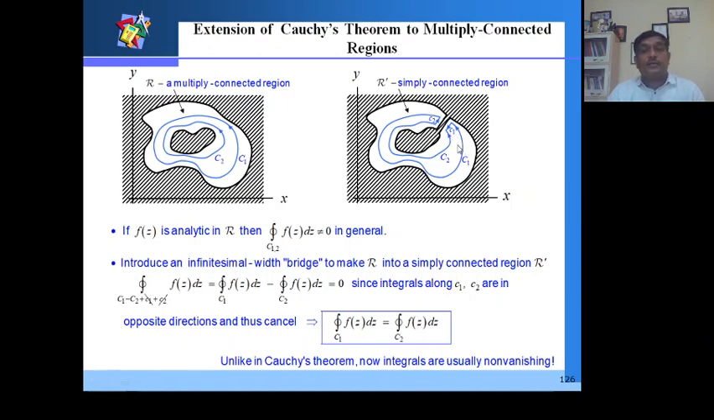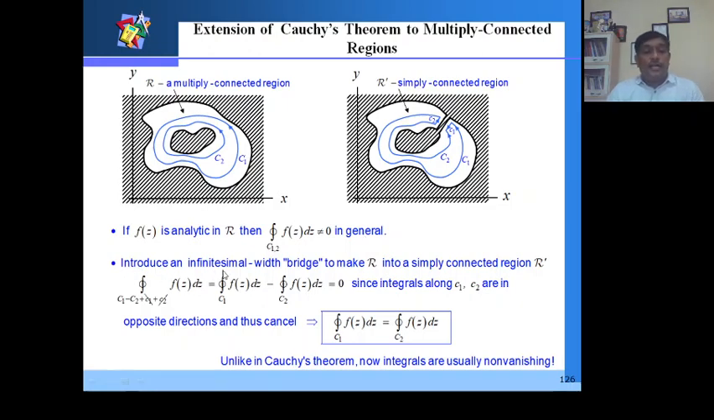There is a connection from here to there. R dash is a simply connected region. If f(z) is analytic in the region R, then the integral upon C of C1, C2, f(z) dz is not equal to 0 in general.